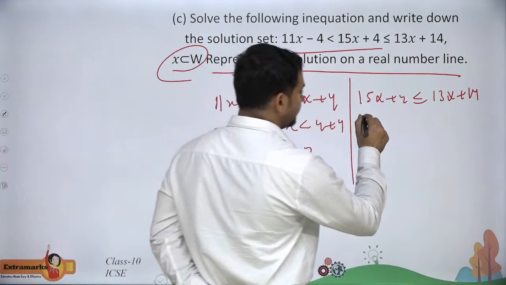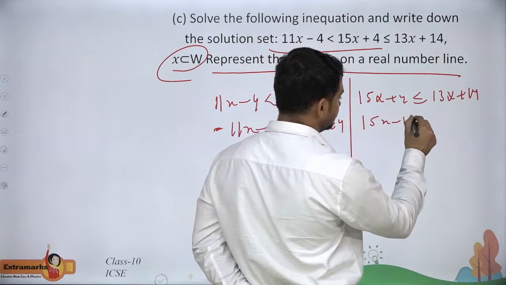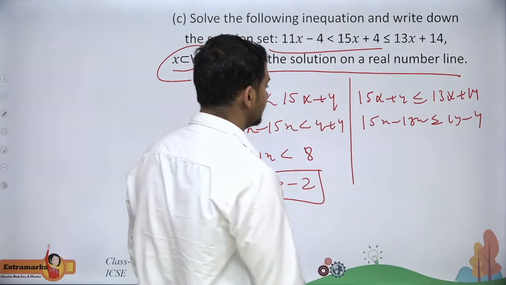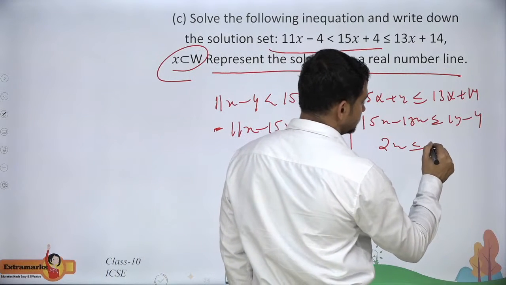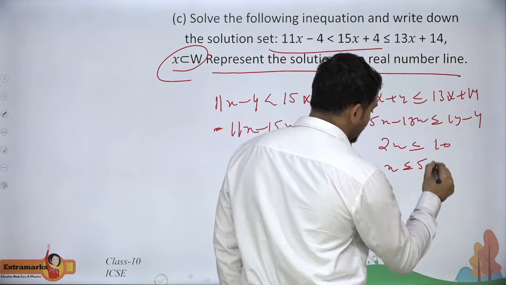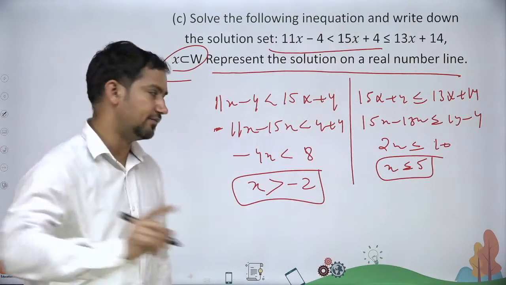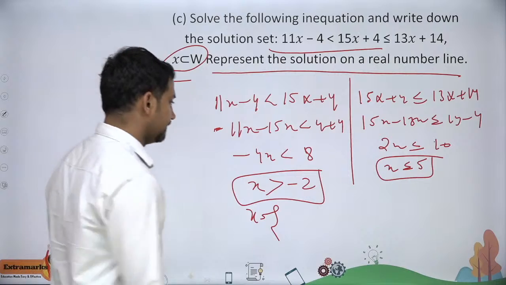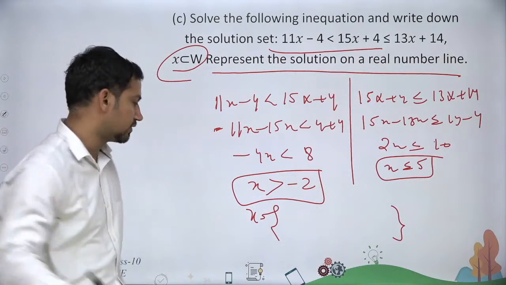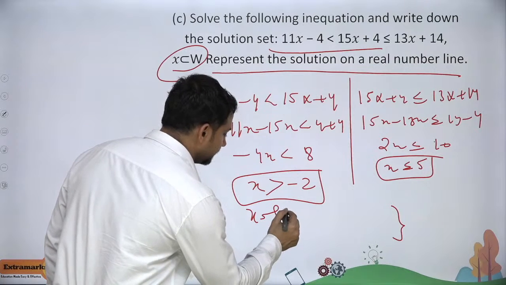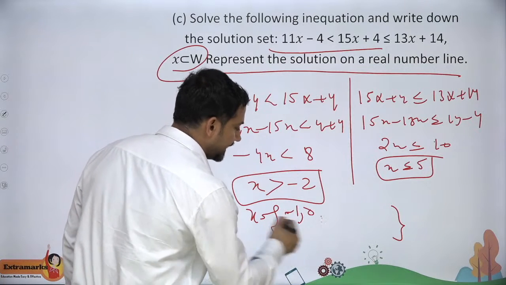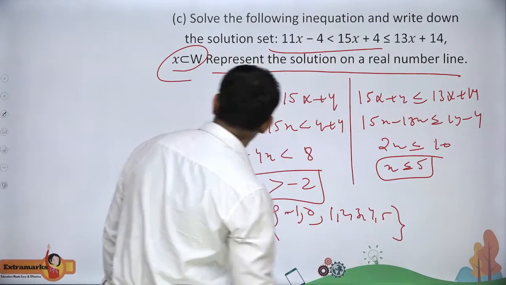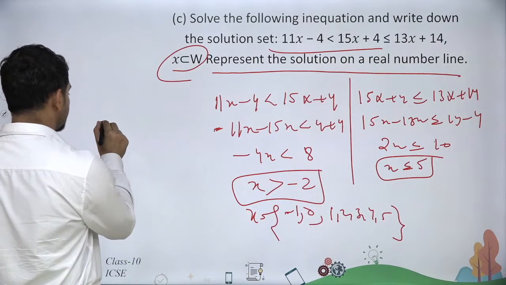Now, 15x, again we have to subtract, 14 minus 4. Then what do we get? This is 2x less than or equal to 10. Then x should be less than or equal to 5. So according to this, what is the value of x? See, x should not be greater than 5. Now, what are the values? Minus 1 comes, 0 comes, and 1, 2, 3, 4, 5. And how can we represent this on a number line? Just like this.